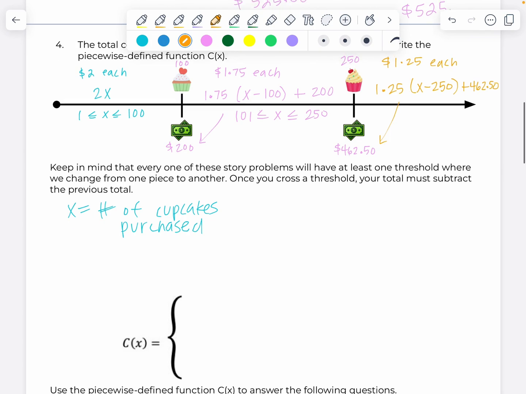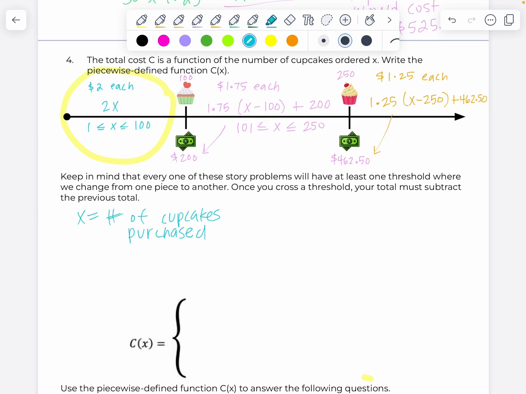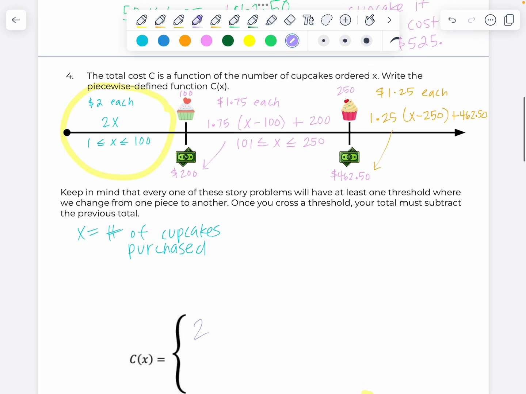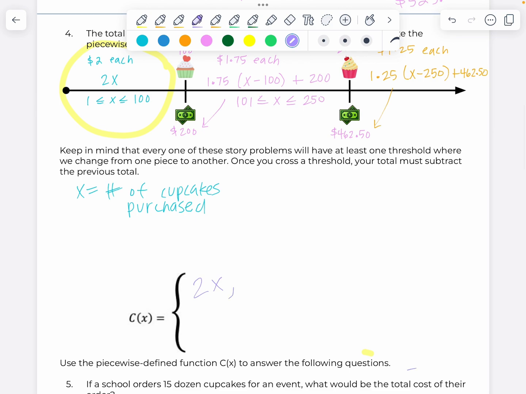So we have down here our brace that we're going to write our piecewise function in. So I'm going to go ahead and record down my function for the first 100 cupcakes because that one does not need any simplification. So C of X equals 2X when X is between 1 and 100.